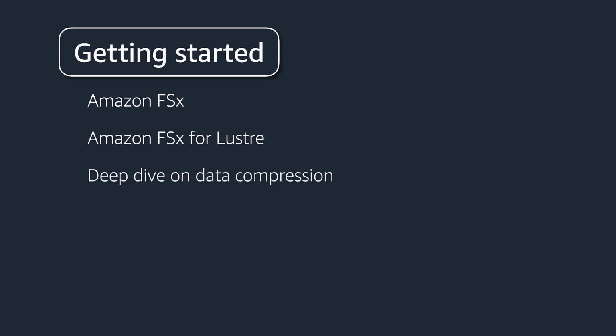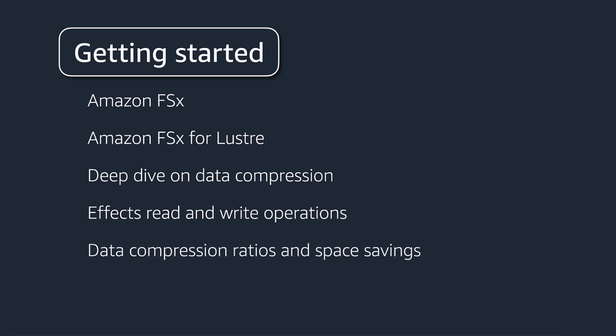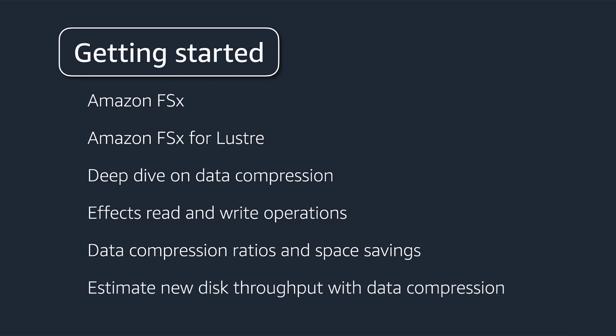In this Getting Started video, I'll do a quick overview of Amazon FSx and Amazon FSx for Lustre. Then I'll dive deep on the data compression feature, how it affects read and write operations, and how to calculate data compression ratios and space savings. I'll also talk about how to estimate how much disk throughput may increase as a result of using data compression.